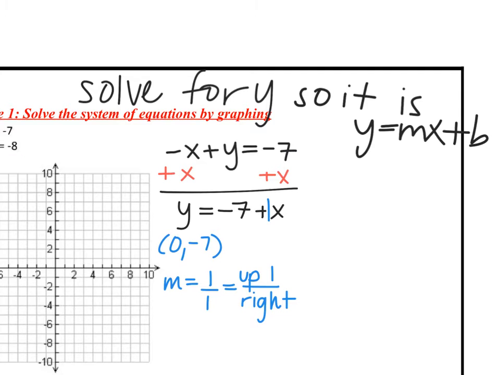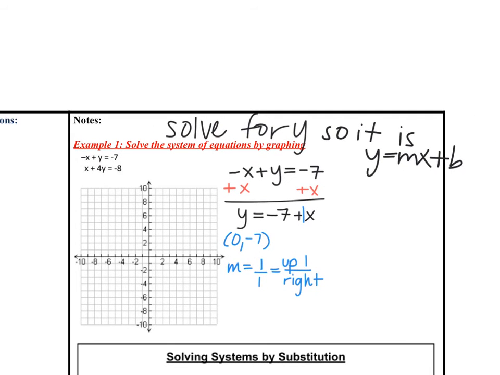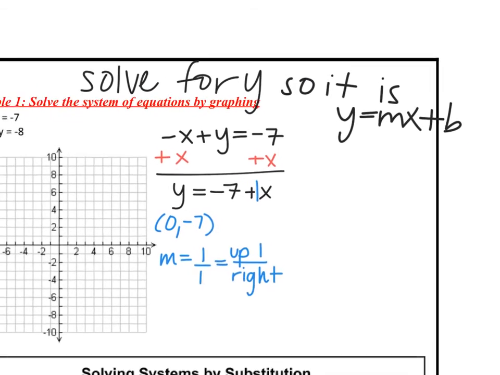Take the second equation. You have to have both of them in slope-intercept form. x plus 4y equals negative 8.